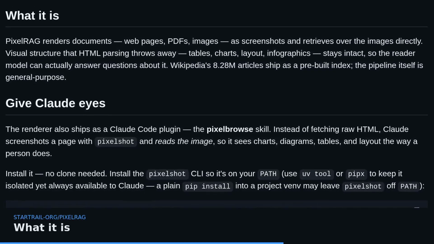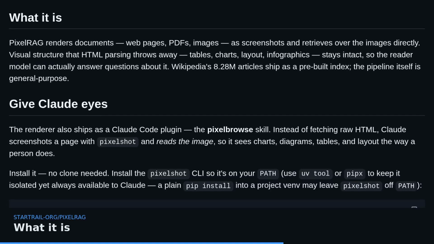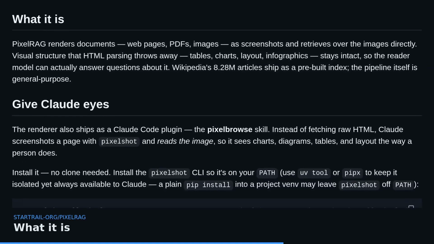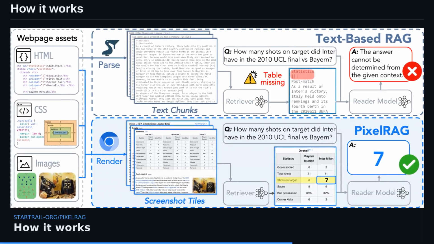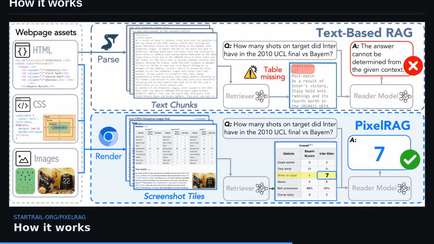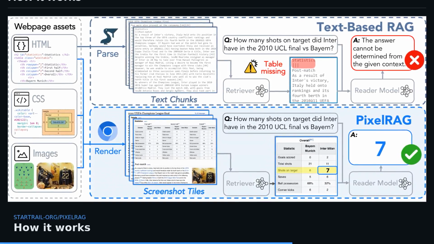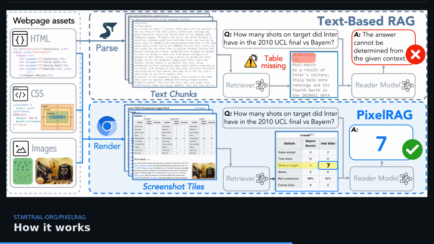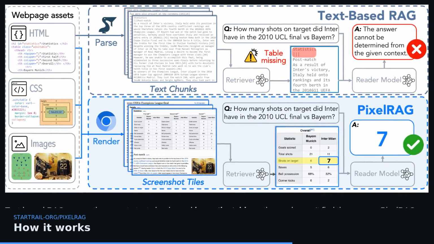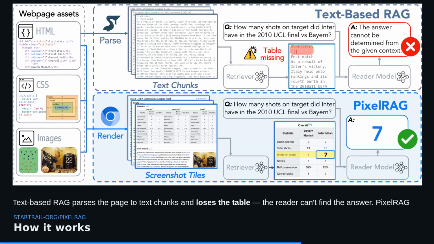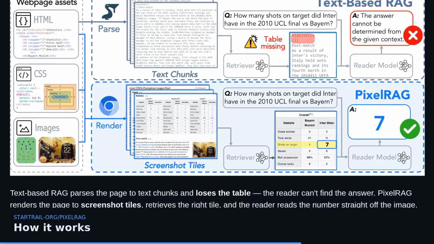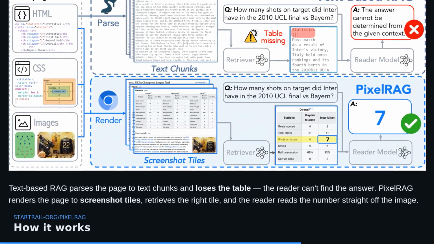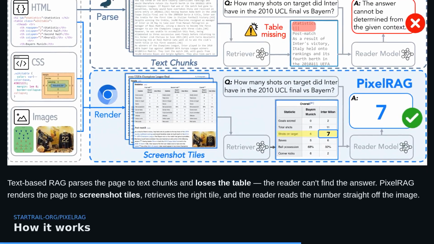How does the system handle different types of documents, such as PDFs and web pages? The system handles different types of documents by rendering them into screenshots, regardless of the format. This means that whether the document is a web page, a PDF, or an image, the system can convert it into a screenshot and use it for retrieval. This makes the system very versatile and able to handle a wide range of document types.